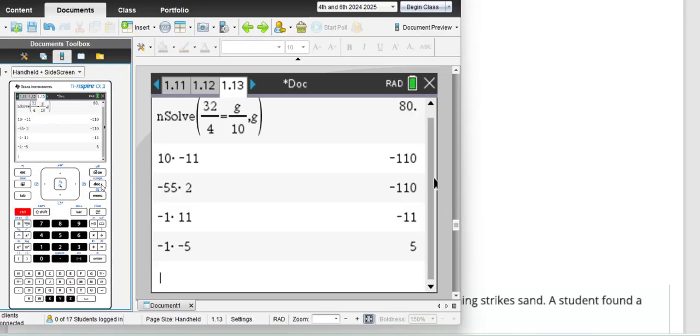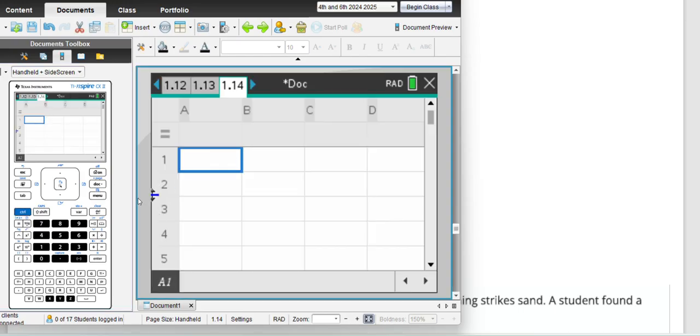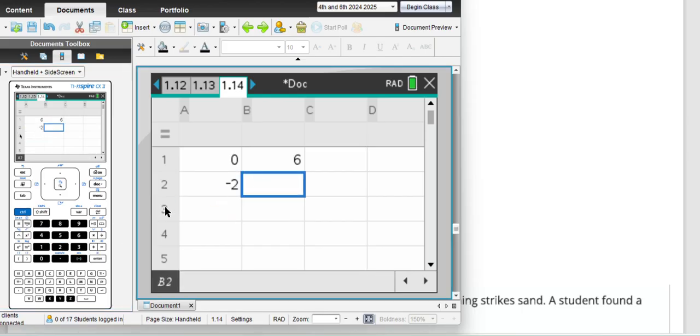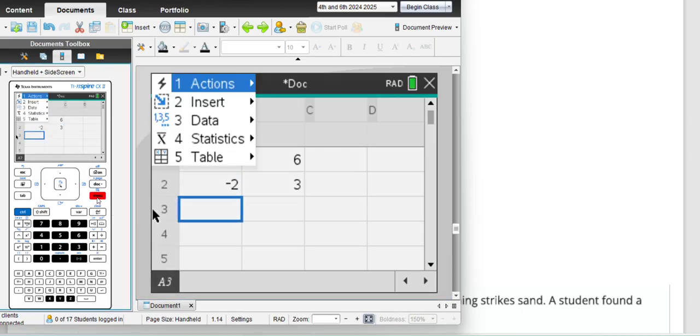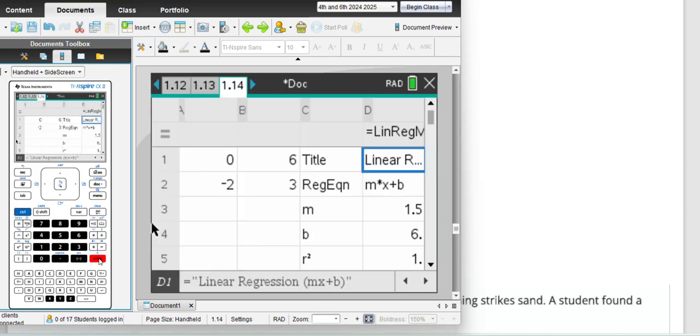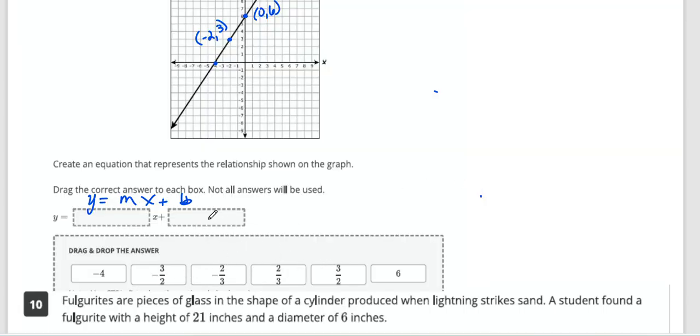0, 6, -2, 3. Come right here. Menu, 4, 1, 3. Come right here. B, and then control this left hand side. Enter, enter. So 1.5 and 6. And let's see if there's a 1.5. There's no 1.5. I know there's a 6, so I drag that one right here to 6.